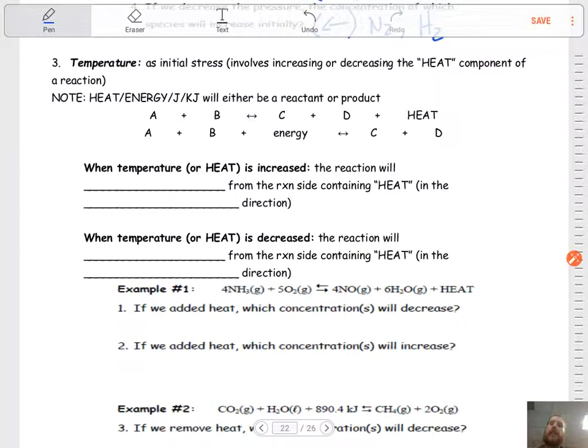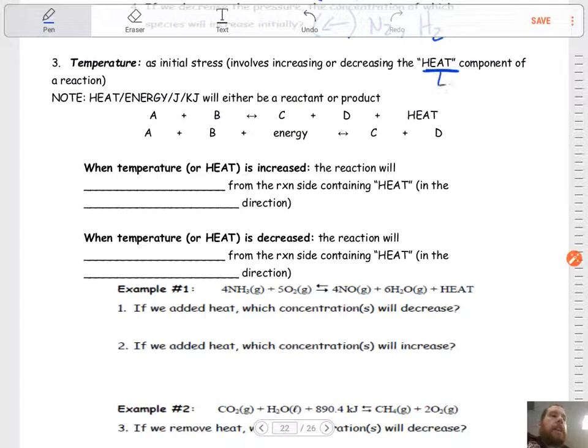Now let's talk about temperature. And guys, temperature is going to be very similar to concentration. Temperature's initial stress involves increasing or decreasing the heat component of a reaction. So this is very much like concentration, where we added or removed a substance. Consider heat or energy to be a substance.